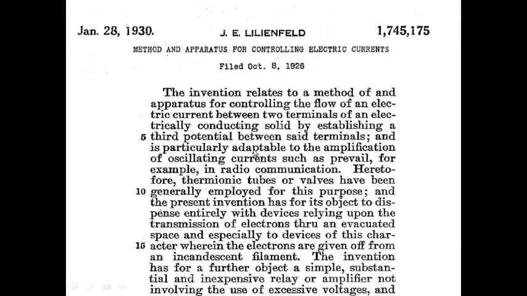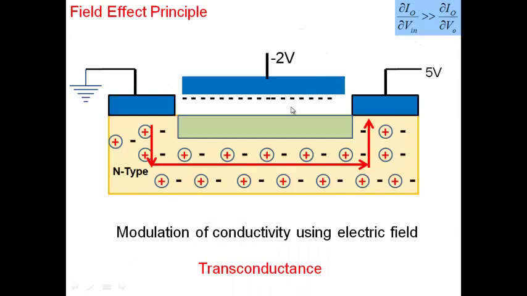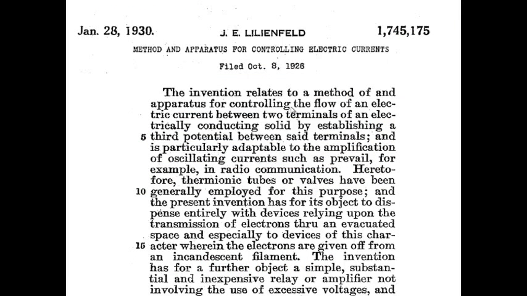But then, as I've said earlier, the Bell Labs team wanted to build a transistor like this only. They wanted to build a similar principle. They were not very successful, and in the process, they ended up inventing the point contact transistor and the junction transistor.